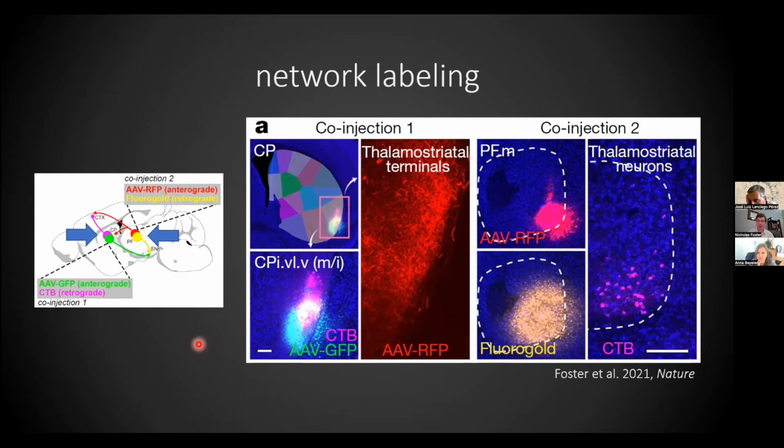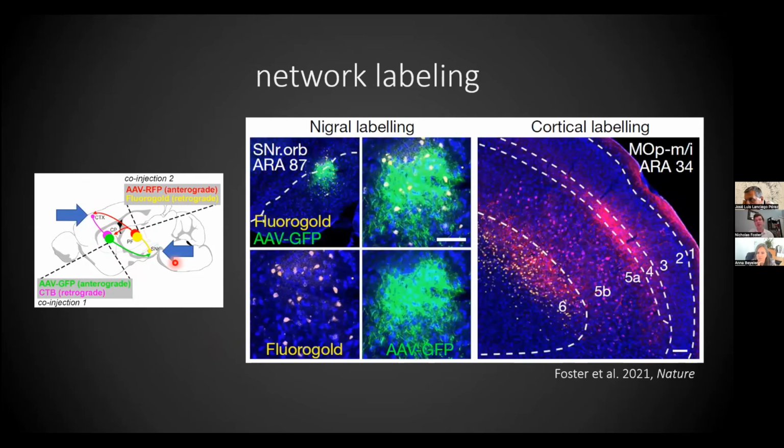And what I expected from this was that if this cortical basal ganglia thalamocortical loop is an intact closed recursive loop, I would see overlap of the labeling in the cortex and in the SNR. And that's what I saw.